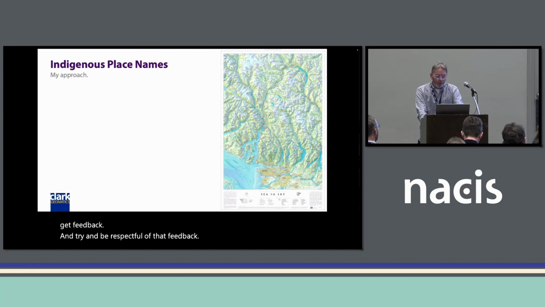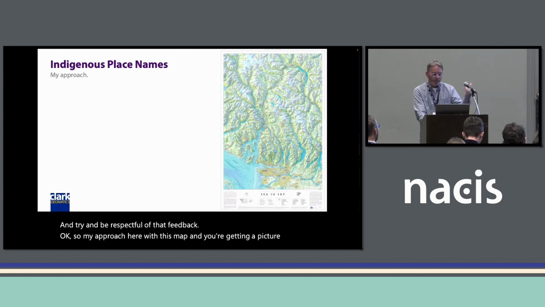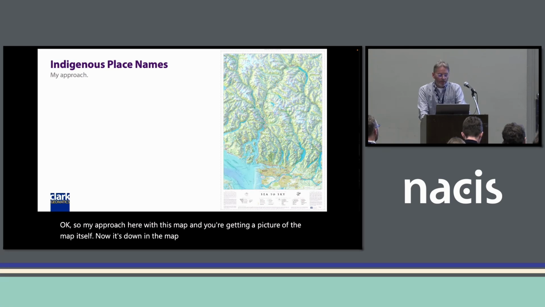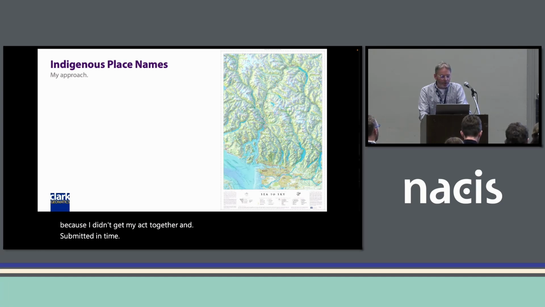Okay, so my approach here with this map, and you're getting a picture of the map itself. It's down in the map gallery, under the student section, because I didn't get my act together and submit it in time. I'm the oldest student on the student board. So here's an image of the work in progress.